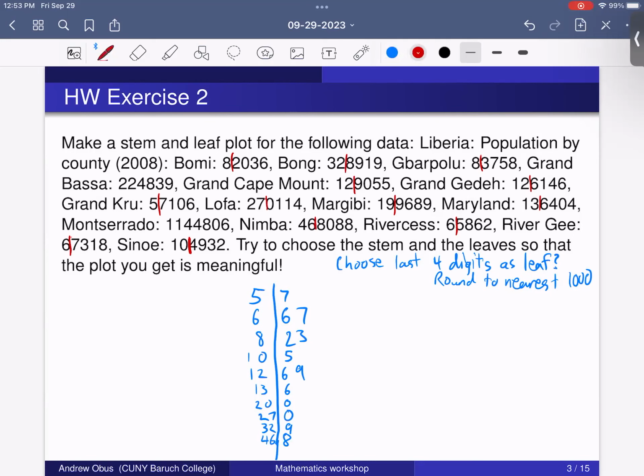And then last is Montserrado. Remember, now I have to have 3 digits on the right over here, because I always have to draw the line between the thousands place and the 10,000s place.